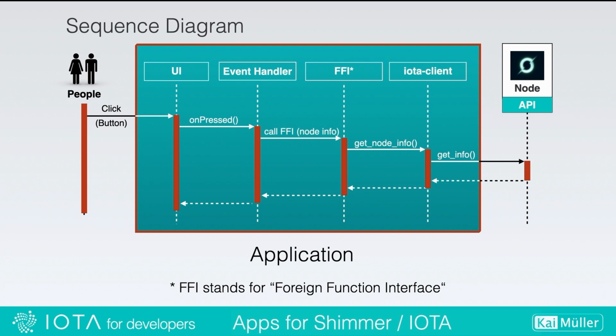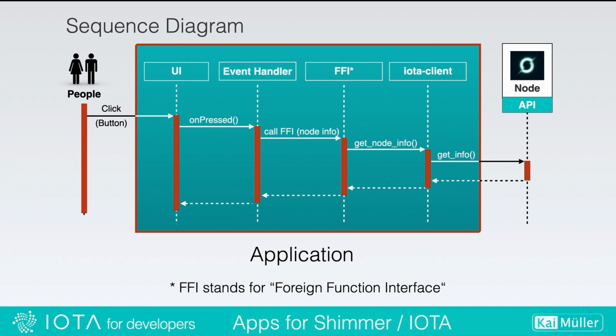This handler utilizes a method provided by the Foreign Function Interface, FFI. FFI is a mechanism that enables programming languages to call functions from libraries written in a different language or execute code written in a different language. In the context of Flutter and Rust, FFI facilitates communication between the Flutter front-end and the Rust back-end. Essentially, the button handler invokes a Rust method.